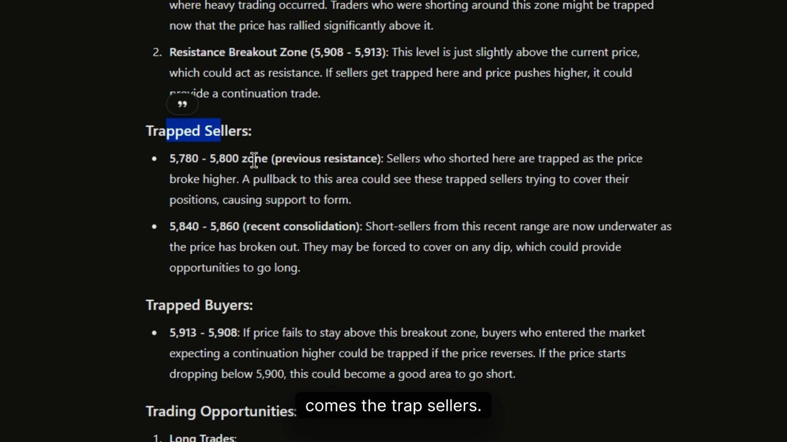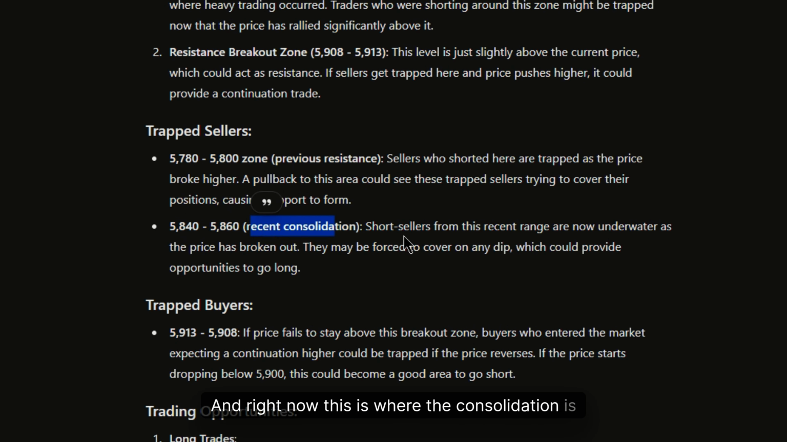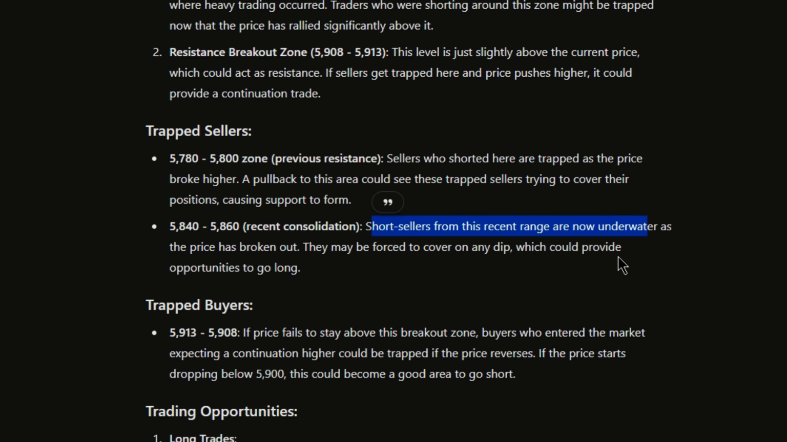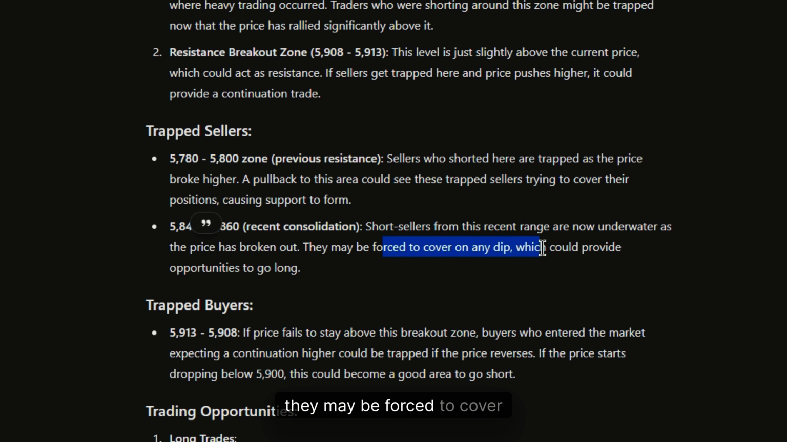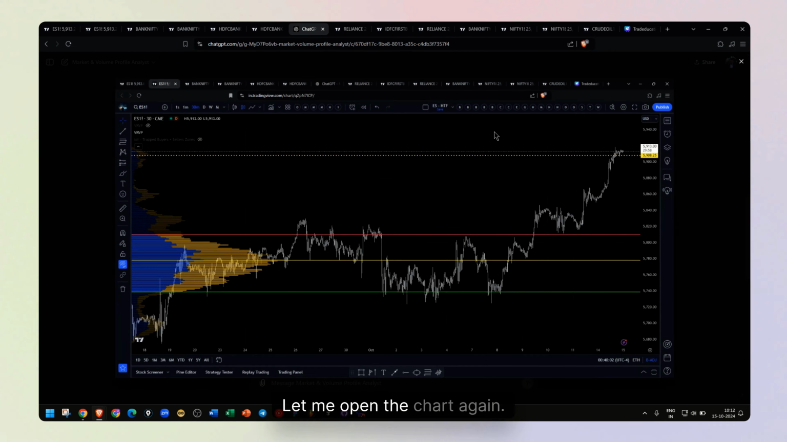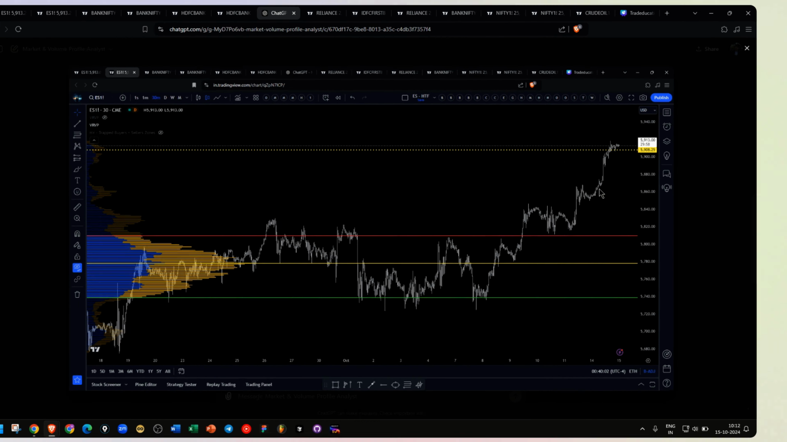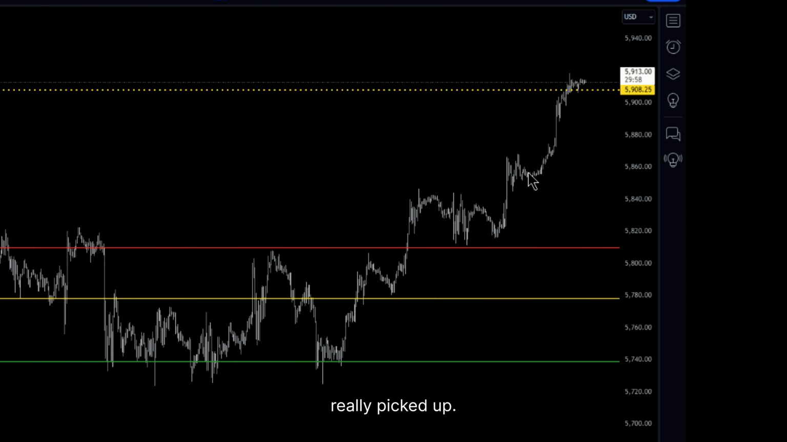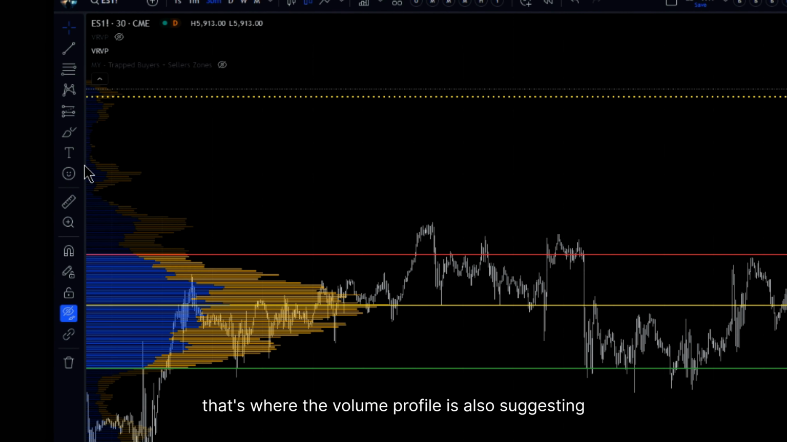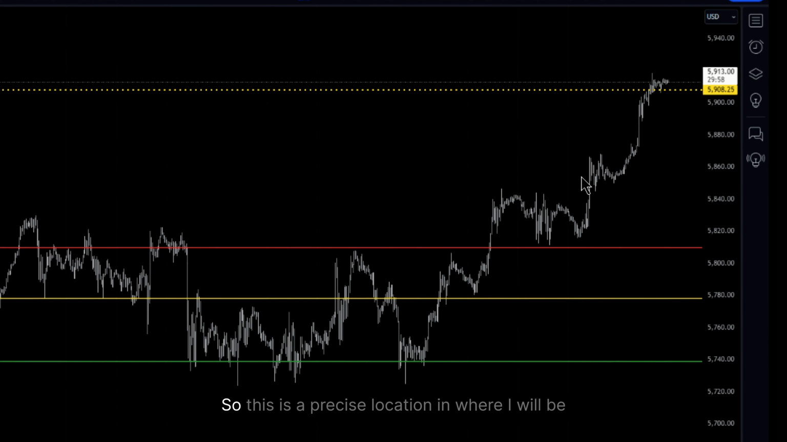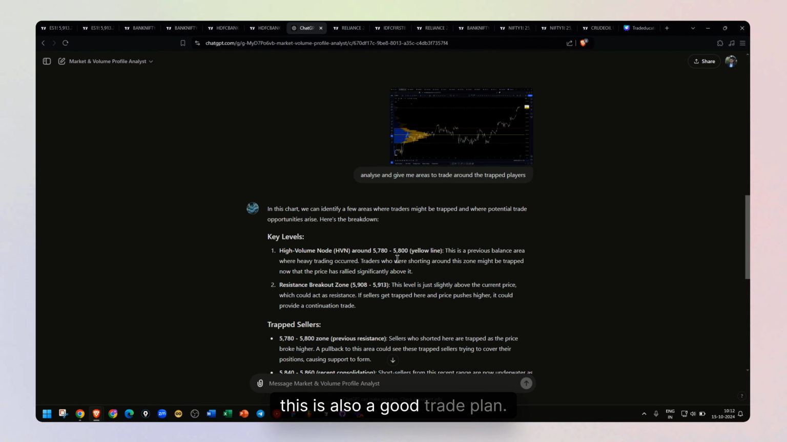So next comes the trapped sellers. So 5780 to 5800 and 5840 to 5860, right? This was a previous resistance and price moved higher. And right now, this is where the consolidation is happening. So short sellers from this range are now underwater as the price has broken out. They may be forced to cover on any dip, which could provide opportunities to go long. So 5840 to 5860. Let me open the chart again. And if you see 5842, this is that consolidation zone which it has really picked up. And on the left, the volume profile is also suggesting the consolidation based on the transactions which are happening. And 5840 to 5860 is a precise location where I will be looking to add a long. Wow, this is also a good trade plan.